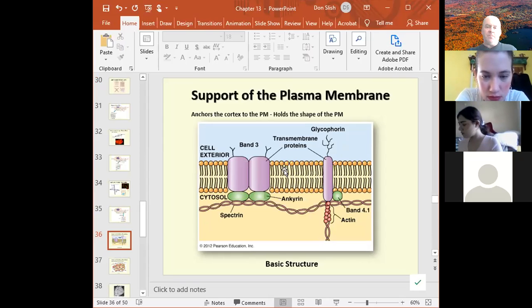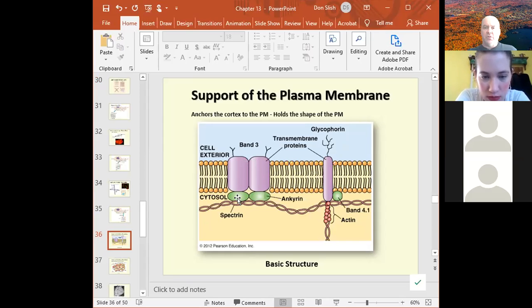to the membrane. Now, what anchors these to the cytoskeleton are these other proteins here. So you've got ankyrin, which is a protein that binds to these transmembrane proteins and binds to spectrin. And spectrin is a protein then that's going to bind to small actin chains. And band 4.1 is going to help stabilize that spectrin-actin interaction.